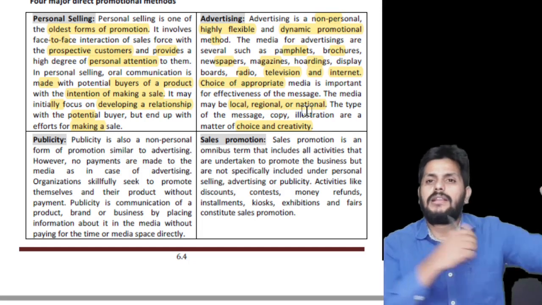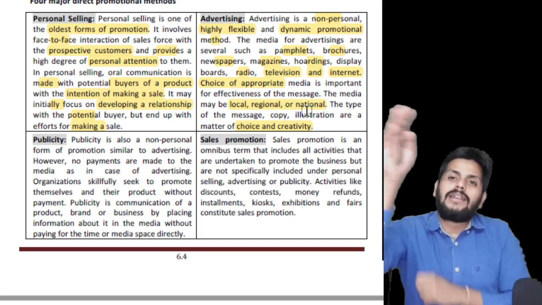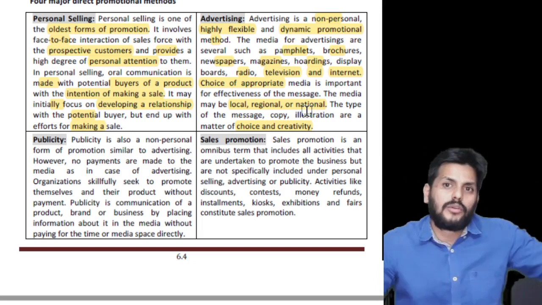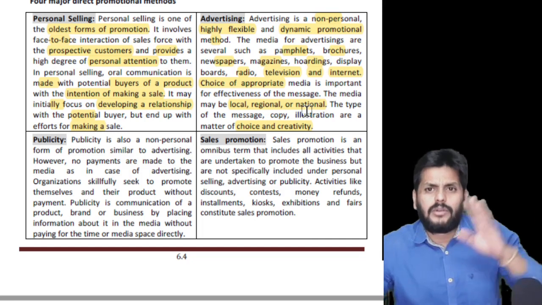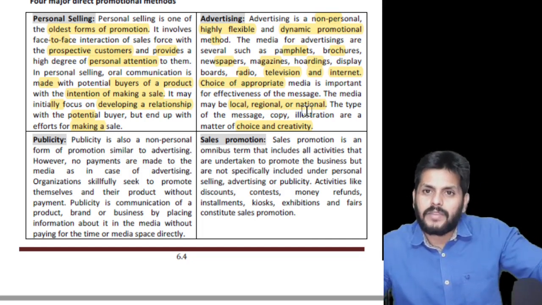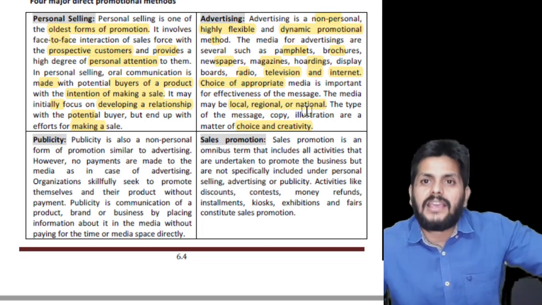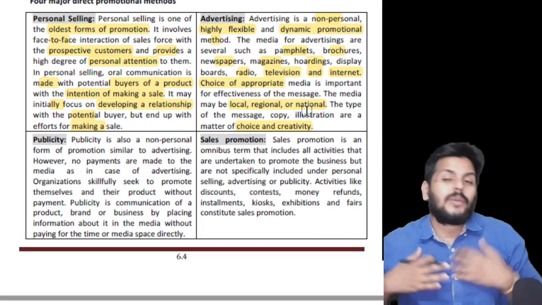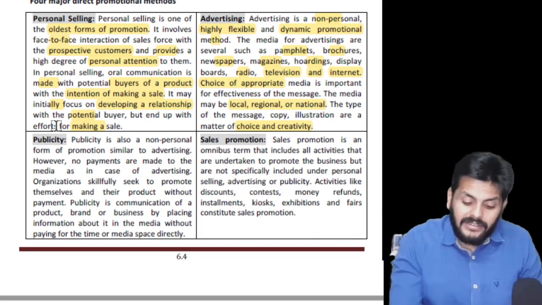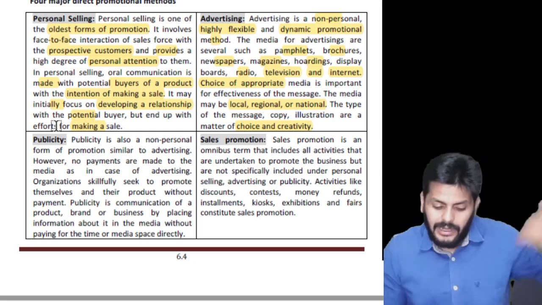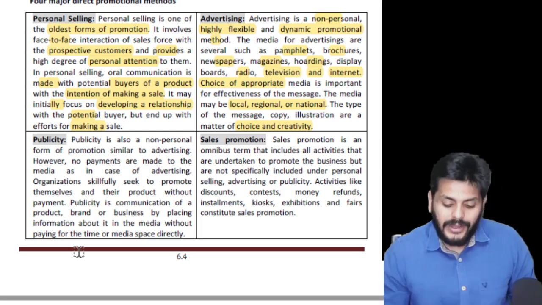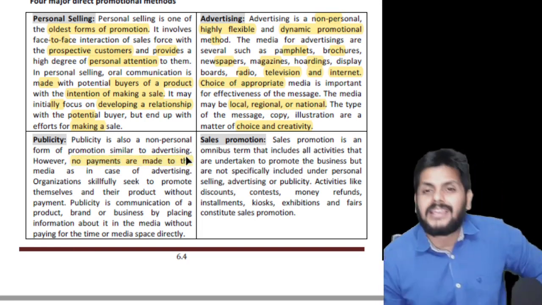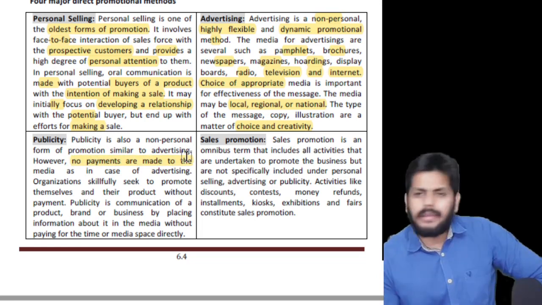But now, if somebody listens to my class and is happy with it, they go and tell their friend, look, I heard this person's class, so you can also procure his class from so and so place. I didn't ask them to tell, point number one. Two, I didn't pay them anything. Out of their liking towards the product or the service, they went and told others, for which I didn't pay anything. That is called publicity, which is also a non-personal form of promotion similar to advertising. However, underline, no payments are made to the media. That's the key factor.